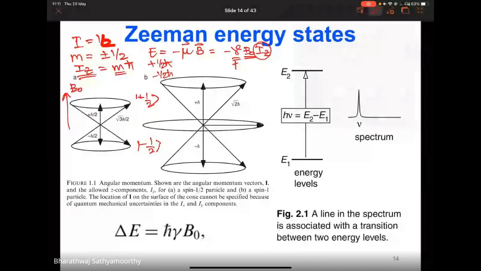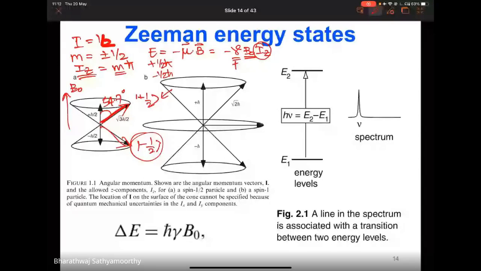They can either be parallel to the main magnetic field or anti-parallel. These are not directly parallel or anti-parallel; they subtend an angle of 54.7 degrees. But some textbooks or basic treatments might say this is the parallel orientation and this is the anti-parallel orientation, meaning that the plus half is the parallel orientation and the minus half is the anti-parallel orientation.